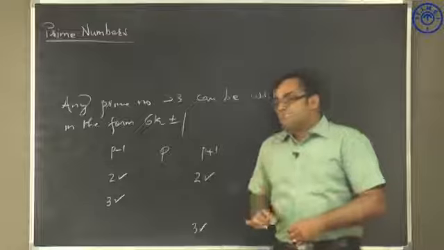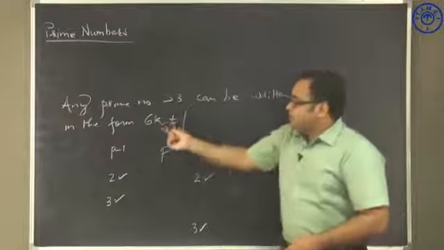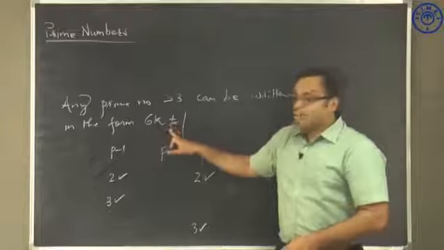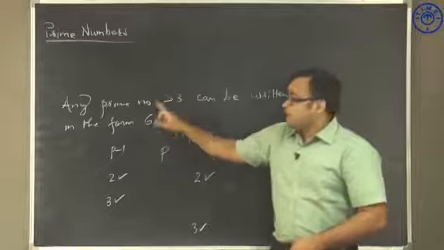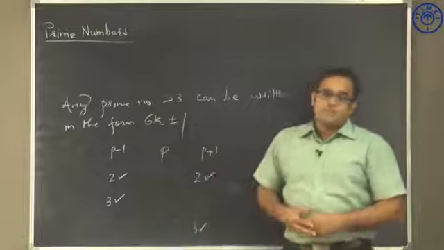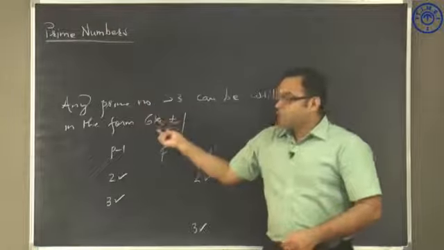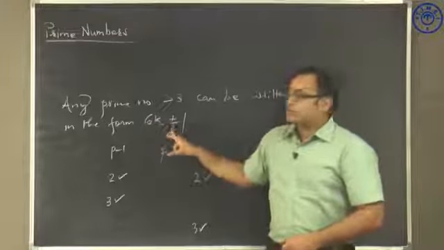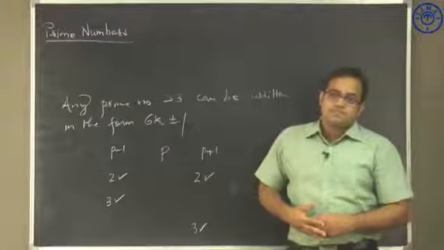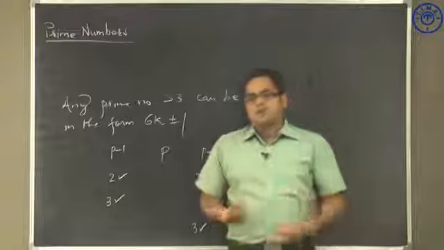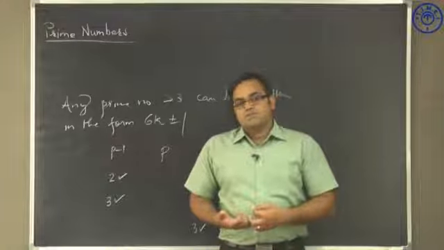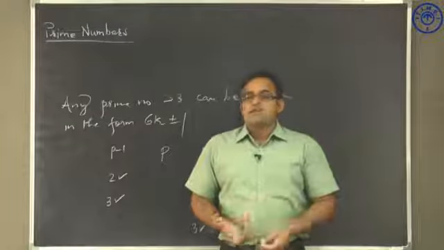What this means is every prime number is of the form 6k plus minus 1. It does not mean that every number in the form 6k plus minus 1 is a prime number. So, we will find a lot of such numbers which are of the form 6k plus minus 1, but they are not prime numbers. As a matter of fact, the greatest prime number is unknown.